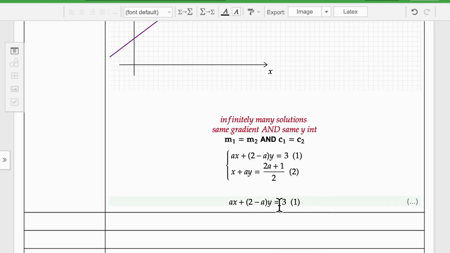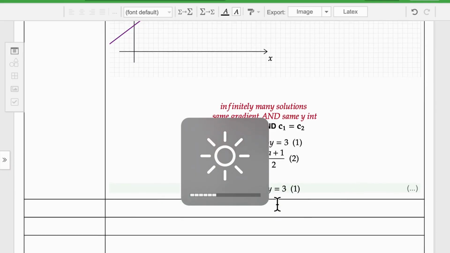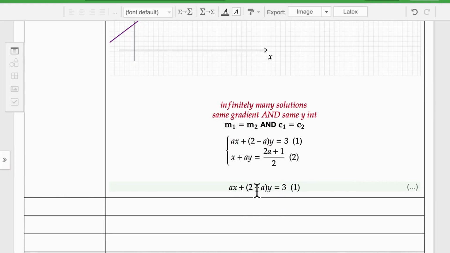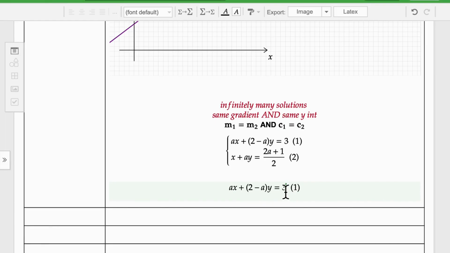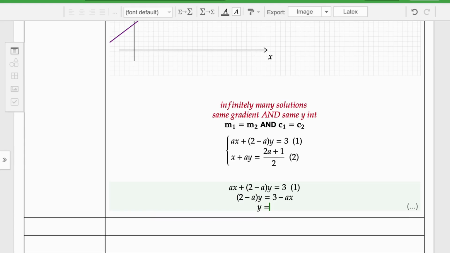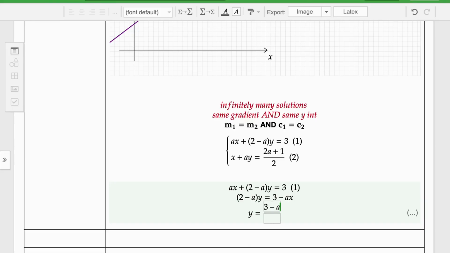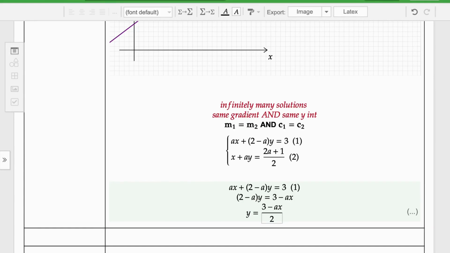So for this first equation, to turn it into the form of y equal to mx plus c, what I can do first is take away ax from both sides. So 2 minus a times y will be 3 minus ax, right? And then after that, I can divide both sides by 2 minus a. So therefore, I will have y equal to 3 minus ax divided by 2 minus a.